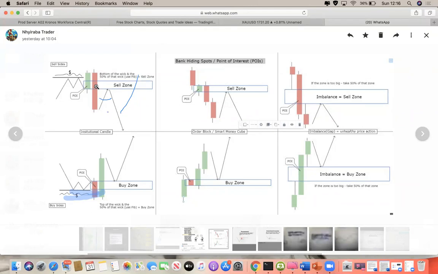Immediately, the market reverses on the smaller time frames into that zone he has already marked, which is the point of interest. He is going to ask you to do a market execution. That is the sell side. The buy side is the same thing.